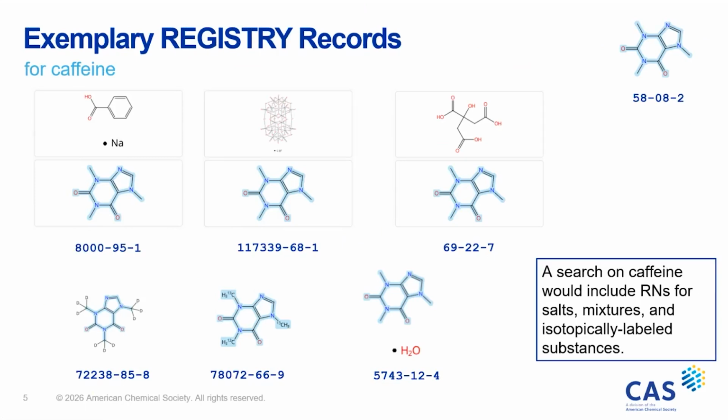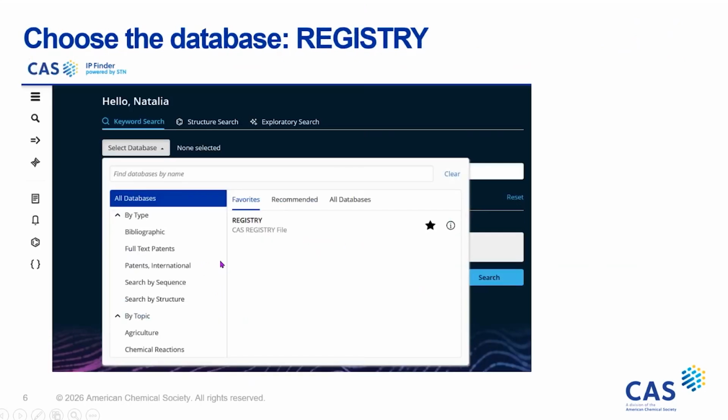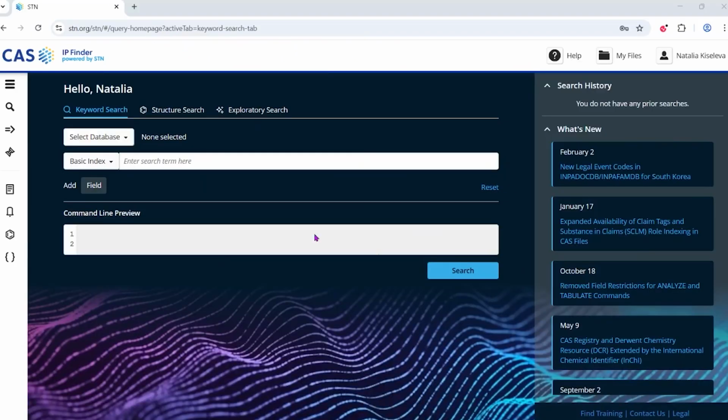At this point, I would like to go online and demonstrate how we search for registry numbers on the CAS IP Finder platform. Also, if you have any questions during my talk, feel free to type them in the chat. Later, I will try to answer them online, and if they are more difficult, I will answer them after the session.